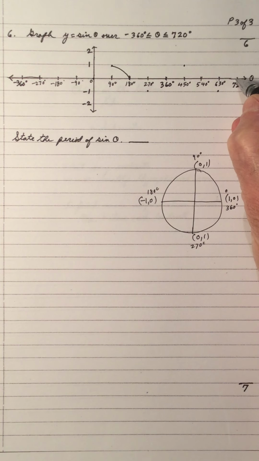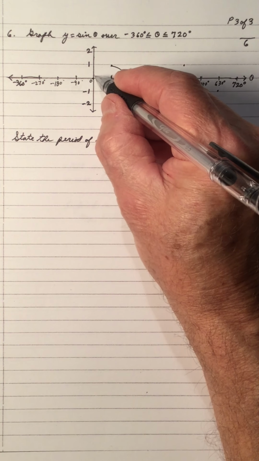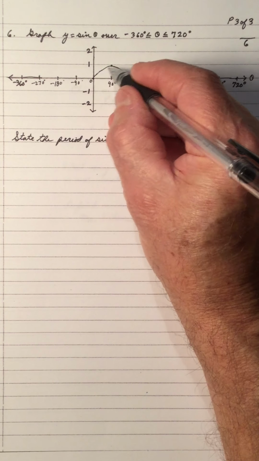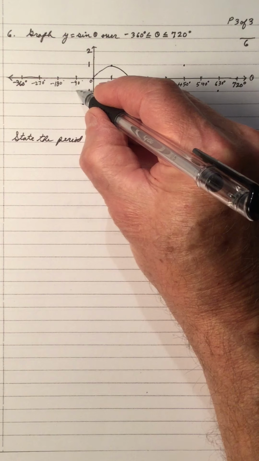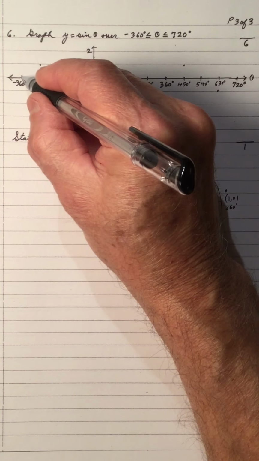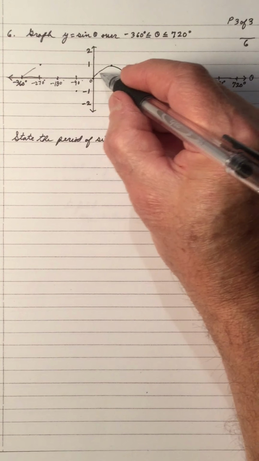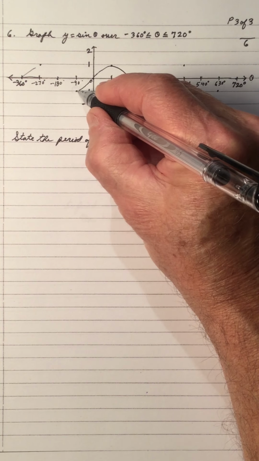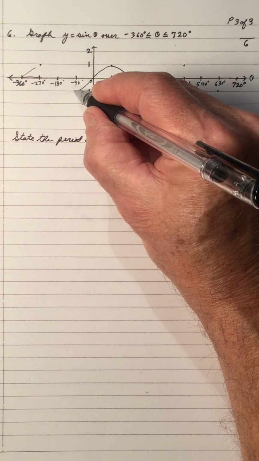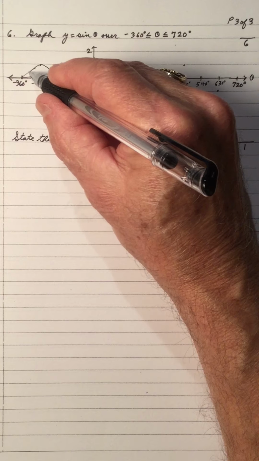Go back to 0. Now if you go this way, because we went up here, we have to come down through to get to -1. We come back to 0, we come back to 1, we come back to 0. Sorry, back to -1, up to 0, up to 1, back to 0.